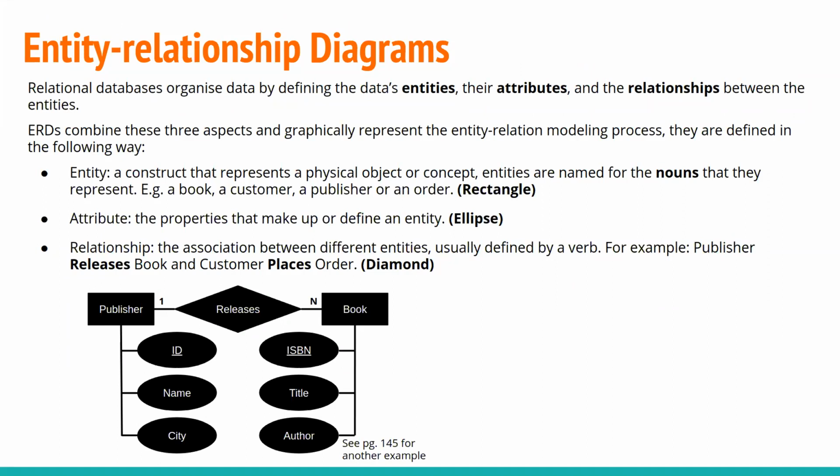Notice that under publisher, the attribute ID is underlined, and under book, the attribute ISBN is underlined. Usually, the underlined attribute is what we call the primary key. So each book in our database is uniquely identified by its ISBN number, and each publisher is uniquely identified by their publisher ID number. So that's one important idea to get behind there.